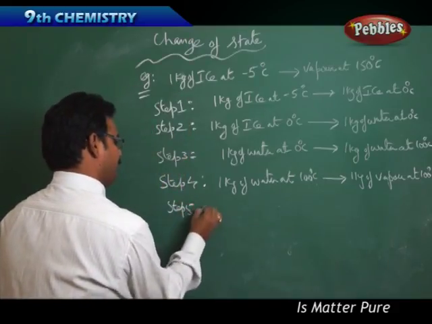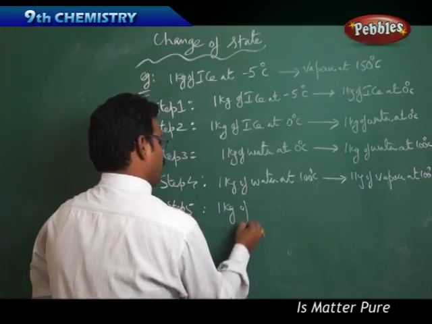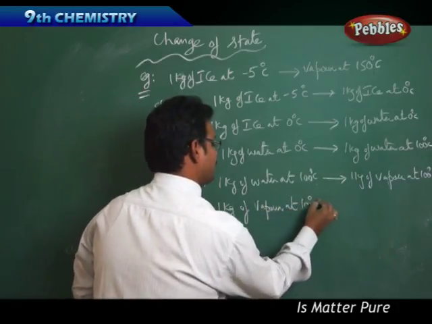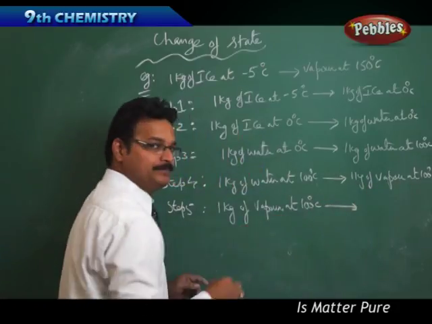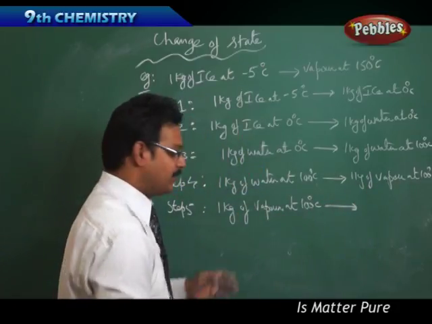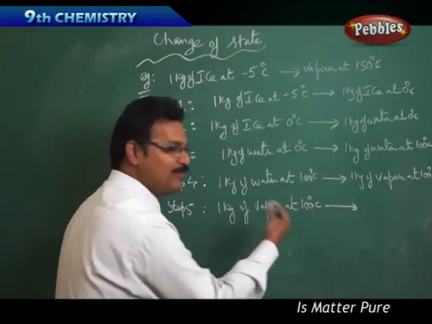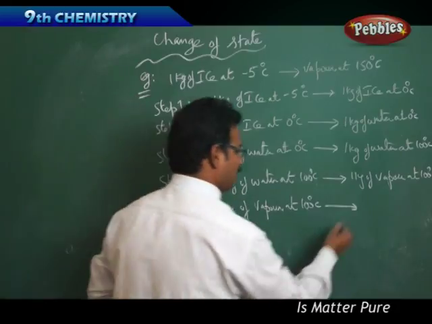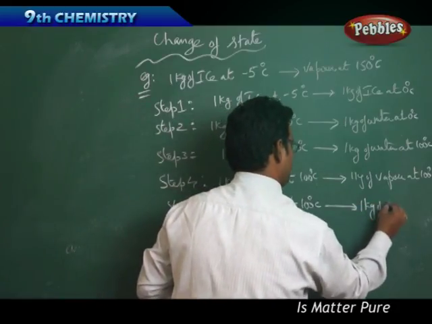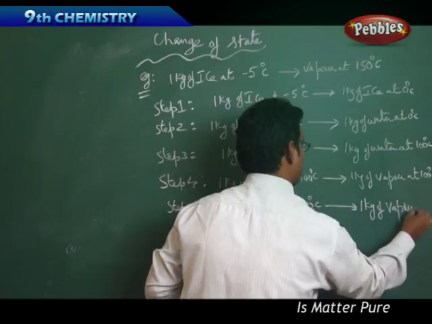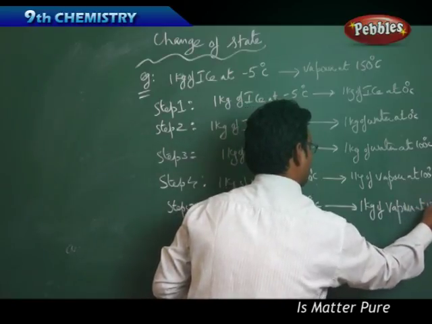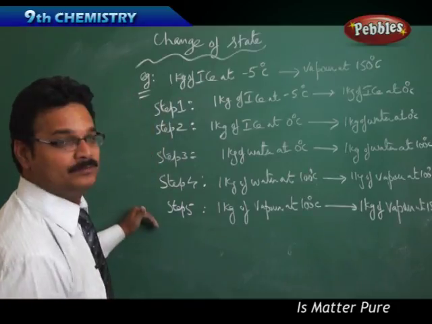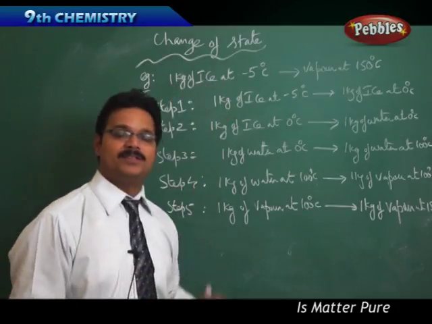Then step 5, 1 kg of vapor at 100 degrees Celsius. See, this state I have written here. What will happen? It is already in vapor state, already at the boiling point, and we want 150 degrees Celsius. So you have to increase the temperature, that's it. So it is 1 kg of vapor at 150 degrees Celsius. So this is how 5 steps are involved to convert from this state to the other state.